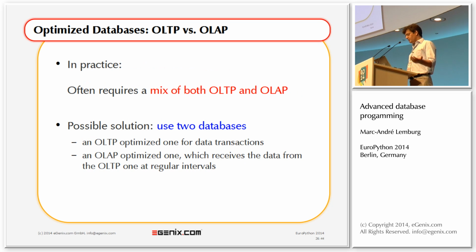Now, just like with transactions, the situation is often that you actually want a mix of both. So you want to have both run fast. There's one way you can do this, depending on the size of database that you're talking about. One way is to put an OLTP system in front of the system that's actually taking in the data, and then every now and then you copy over that data into your OLAP system to analyze it.